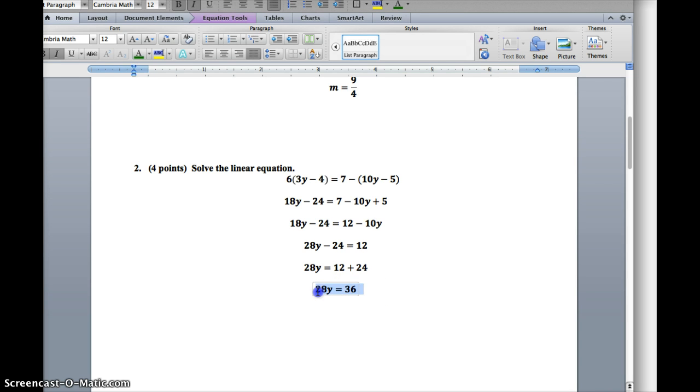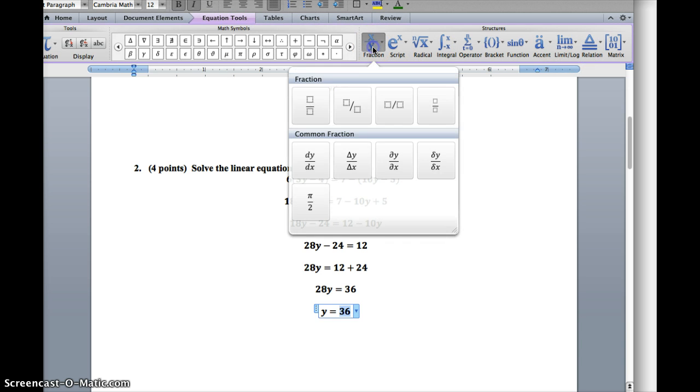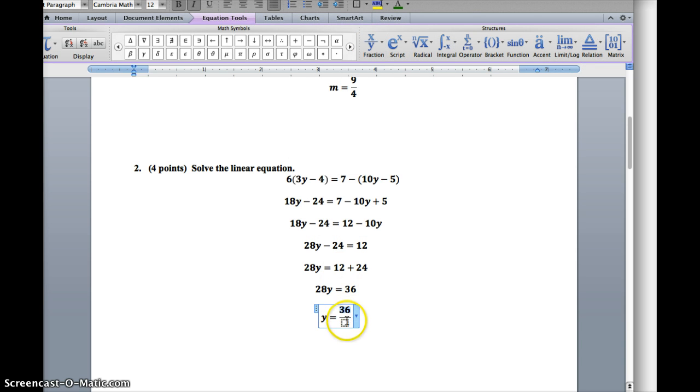And when I divide both sides by 28, this becomes 1y and this becomes 36 divided by 28. And we can change that to an equivalent fraction by dividing both the numerator and denominator by 4, and we end up with 9/7.